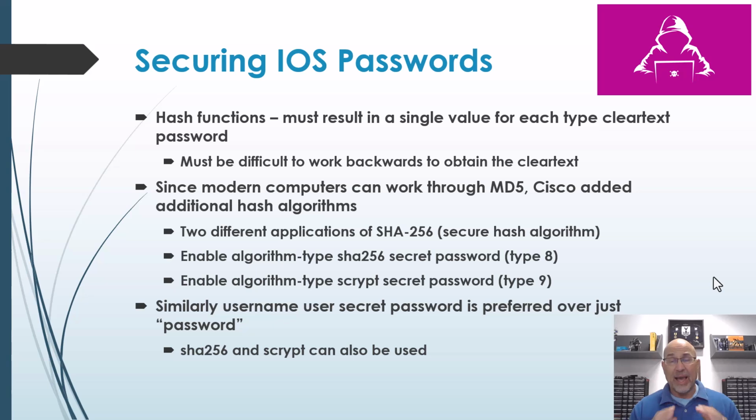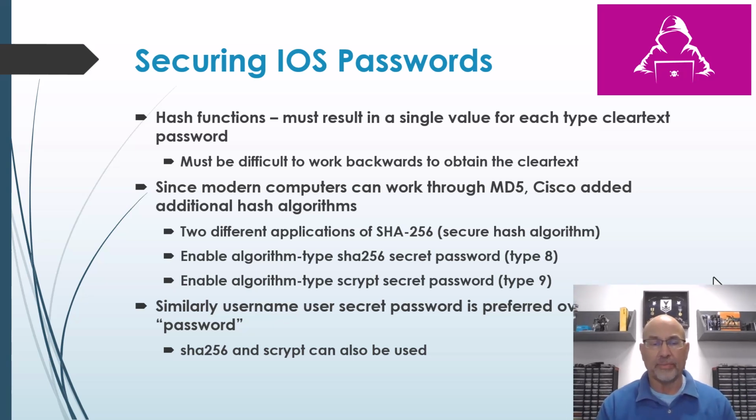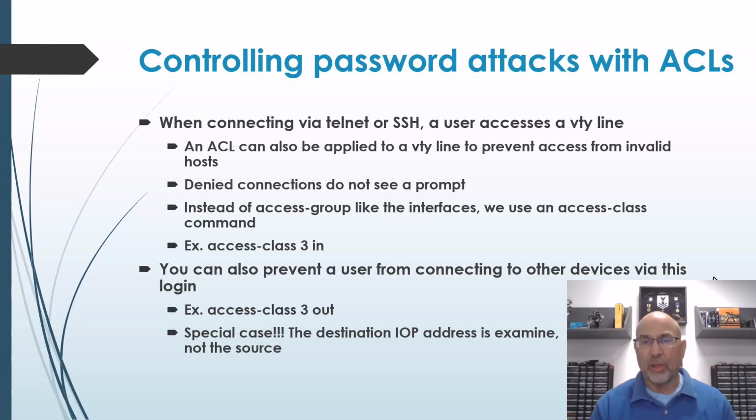When that's not in place, then what you're going to be using is an AAA server, right? So your router or switch, when you go to log in, will point out to an AAA server, then you'll be authenticated against that, and then that answer will come back, and then you'll either be permitted or denied to log in. Now, controlling password attacks with ACLs.